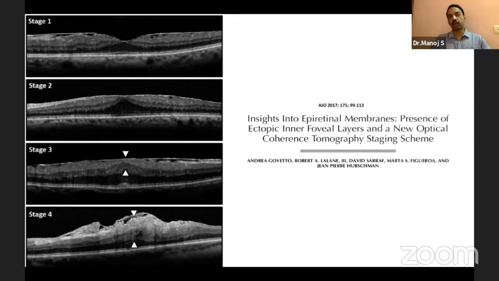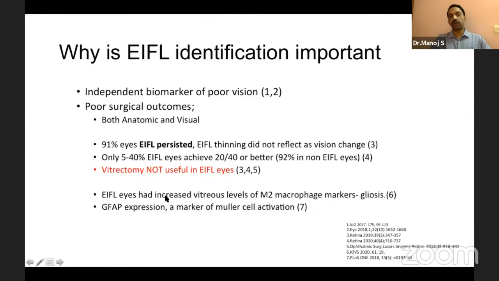This finding is now part of the ERM classification. It's part of the stage 3 and stage 4 epiretinal membranes. Now, why is IFL identification important?